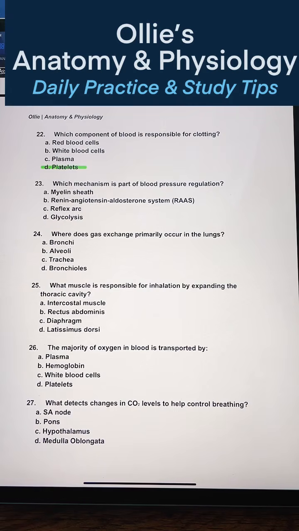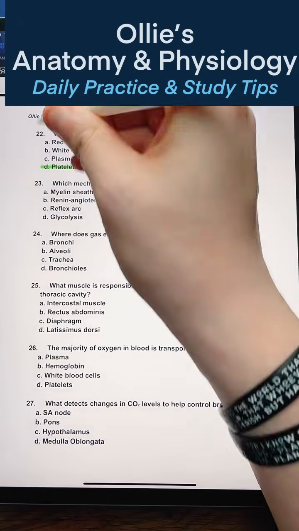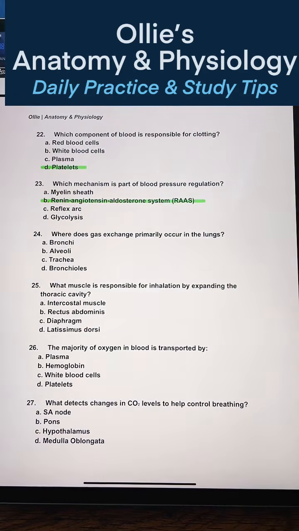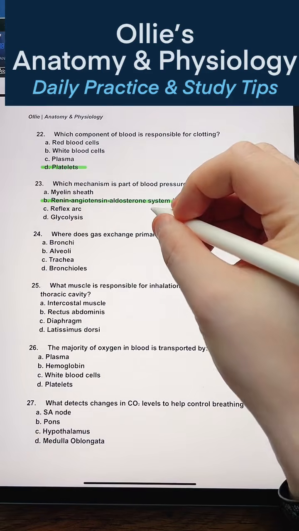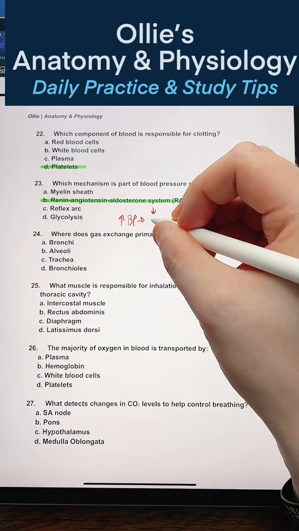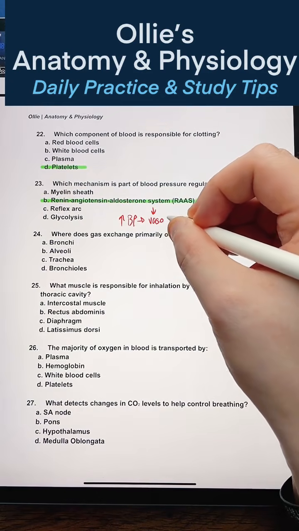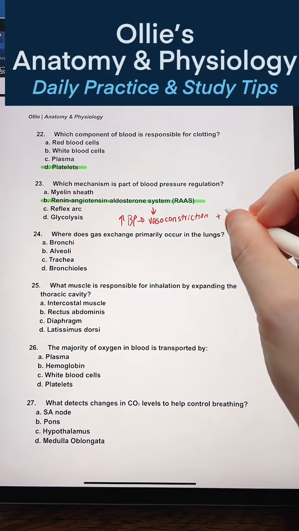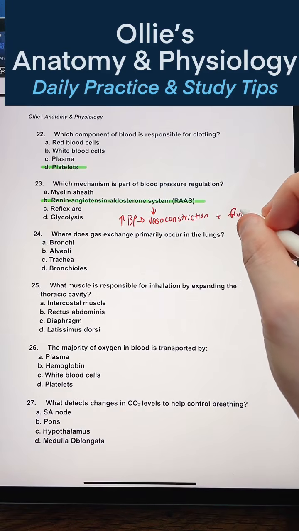Number 23, the answer is B. It is the RAAS system. It is our renin-angiotensin-aldosterone system. That raises blood pressure. So again, we increase BP through our vasoconstriction plus fluid retention.